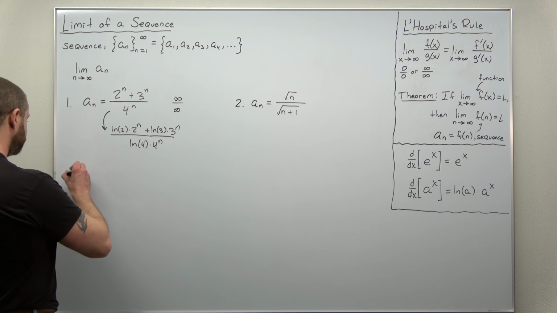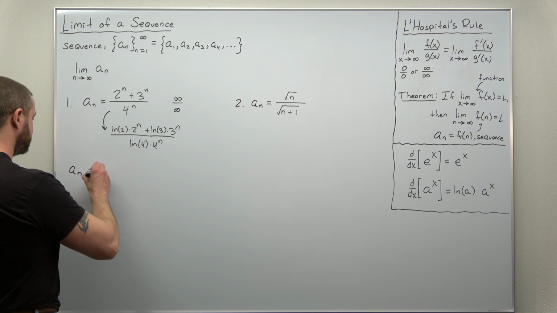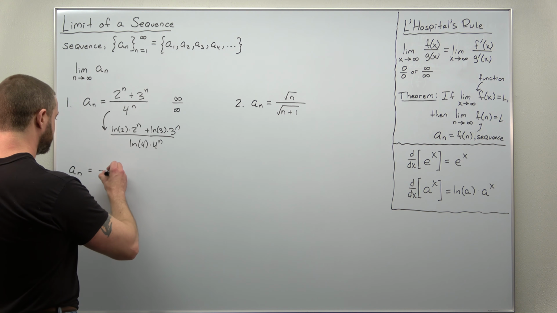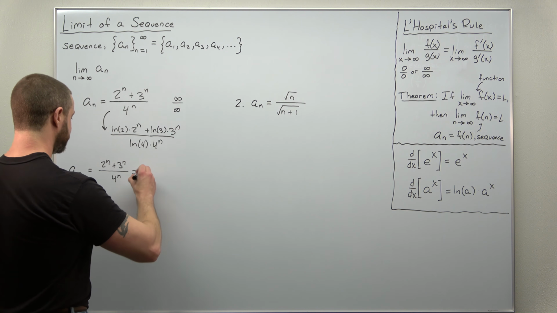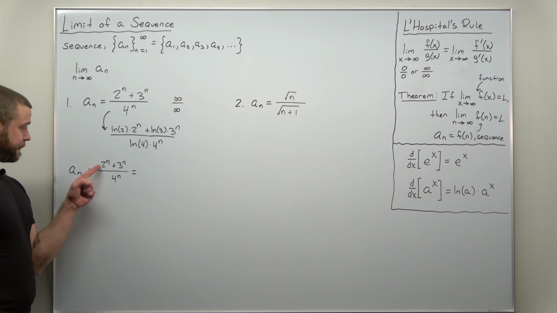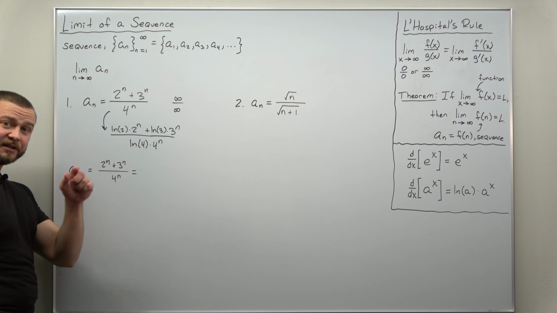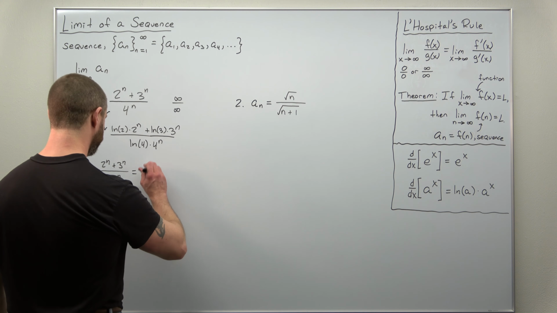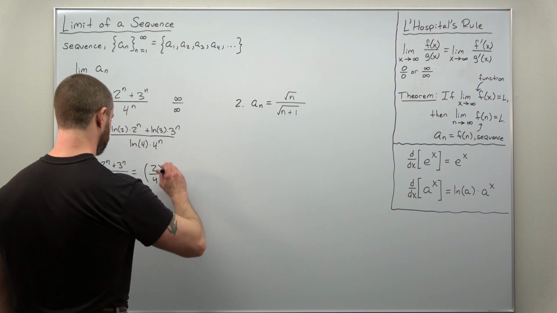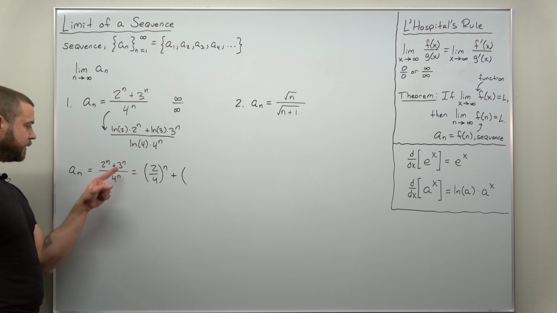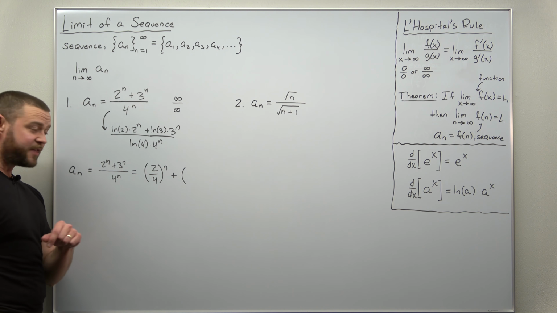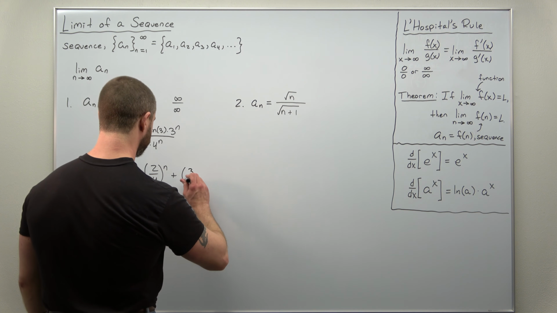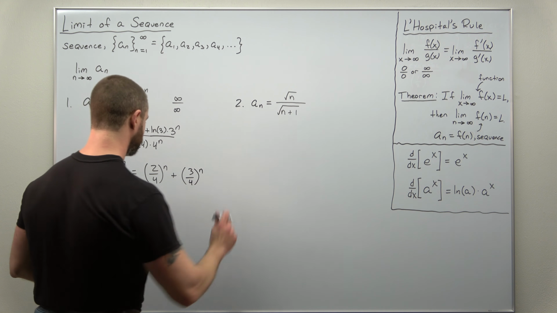So if we take a look at our term a sub n, 2 to the n plus 3 to the n divided by 4 to the n, I'm just going to rewrite that as 2 to the n over 4 to the n, but because the powers are equal, I can write that as 2 over 4 all to the nth power. And same thing when I do 3 to the n divided by 4 to the n. Since they're both to the nth power, I can write that as 3 over 4 to the nth power.